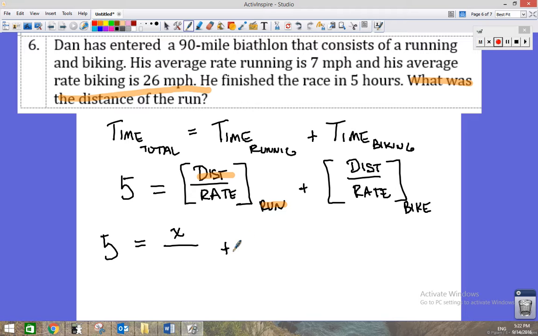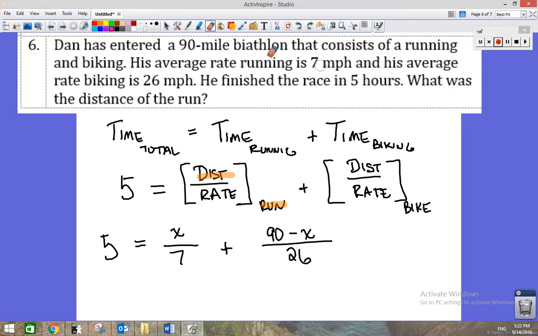I know that the entire thing was 90 miles. So if the running part was x miles, then the biking part had to be 90 minus x, because when you add these up, it has to add up to 90. Now the rate at which he's running is given as 7 miles per hour, and biking is going to be faster. Biking is 26 miles per hour. So now I have an equation to solve. One equation, one unknown, step by step.